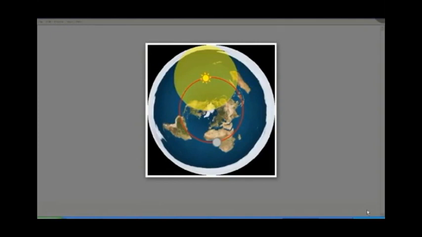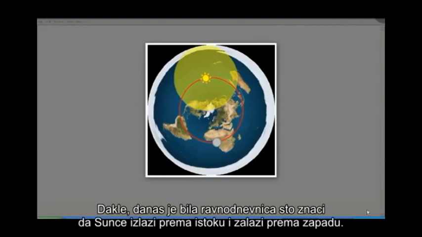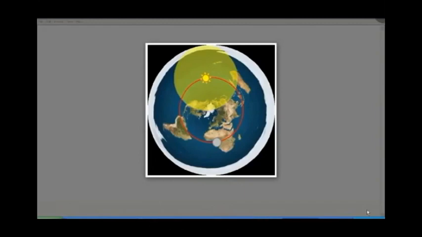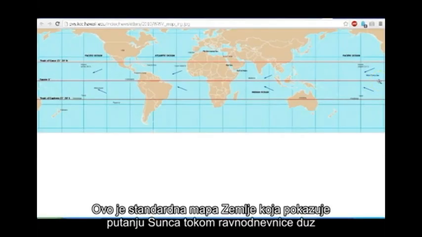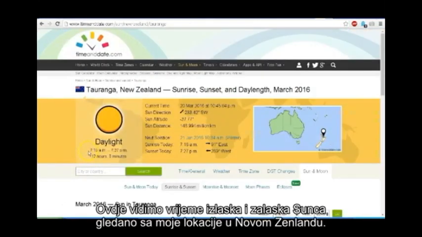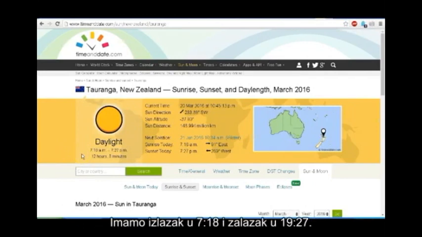But anyway, I digress. So today was the equinox, which means that the sun rises due east and sets due west. The red circle on this flat earth approved map represents the path of the sun at the equinox, which is March and September. Here is a standard Earth map showing the path of the sun at equinox along the equator at 0 degrees latitude. And here we see the time of sunrise and sunset as seen from my location here in New Zealand. We had sunrise at 7:18 AM and sunset at 7:27 PM.